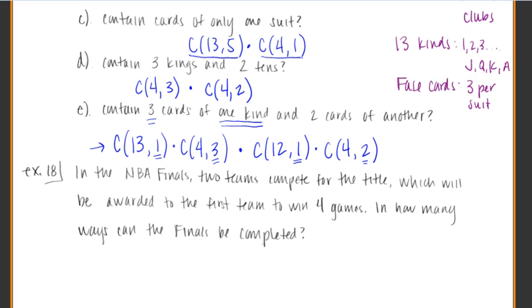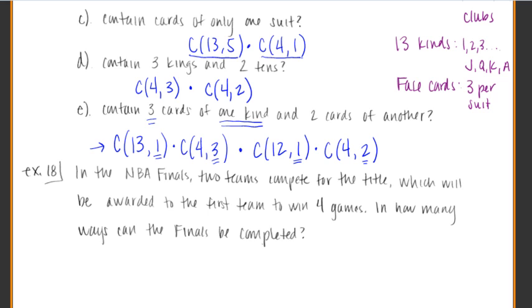In the NBA Finals, 2 teams compete for the title, which will be awarded to the first team to win 4 games. In how many ways can the finals be completed? Okay, so definitely a scenario we're all familiar with. We all watch the NBA Finals. So you have 2 teams here, and they're trying to win 4 games.